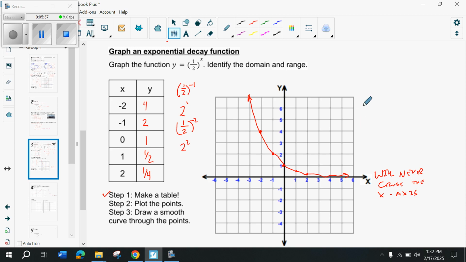And because of that, now I can figure out what my domain is. My domain is what my x values can be. Once again, my x values can be anything, so it's all real numbers. But then my range is going to be the set of all y such that y is greater than 0. It'll never equal 0. And there you go. We plotted our points, we drew a smooth curve through the points, and we came up with our domain and range. That, ladies and gentlemen, is what an exponential decay function looks like.